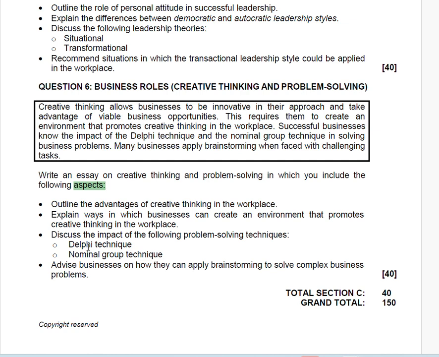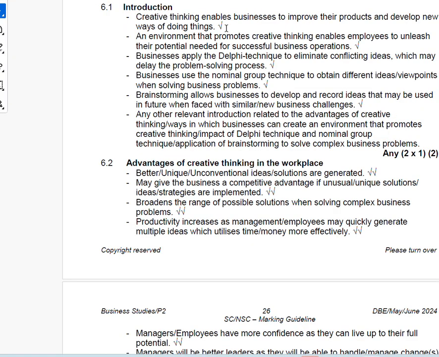Now let us see what we have in the solution. As I go through the solution, I will emphasize the points that have been selected as critical by the examiners. Now let us look at the solution. As I've already stated, you have an introduction. In the introduction, 6.1, creative thinking enables businesses to improve their products and develop new ways of doing things.